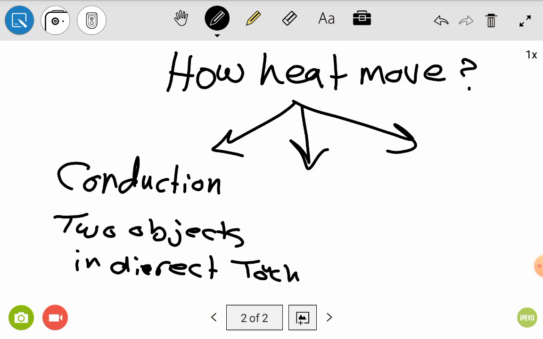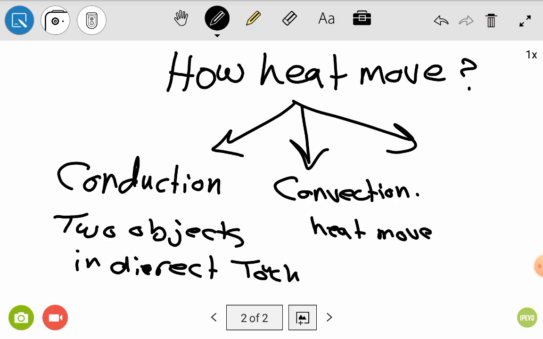The other method, convection, which means when heat moves through liquid and gas.